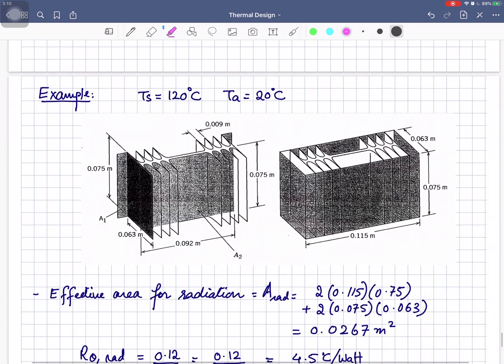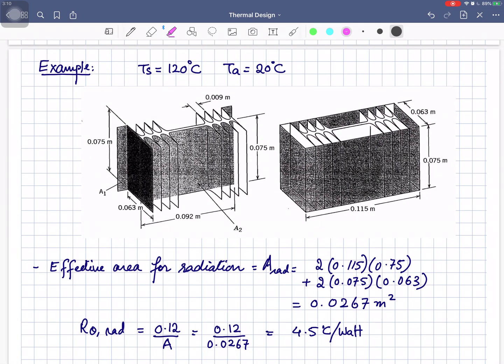Okay. Now let's discuss another example through which more concepts will be clear. Let's suppose that we have this heat sink. The width is 0.115 meter, the height is 0.07 meter, this is height, this is width, and the depth is 0.63 meter. And you can see a number of fins over here to increase the surface area.